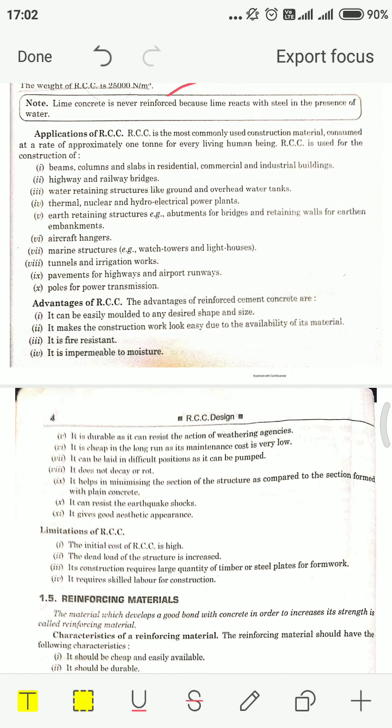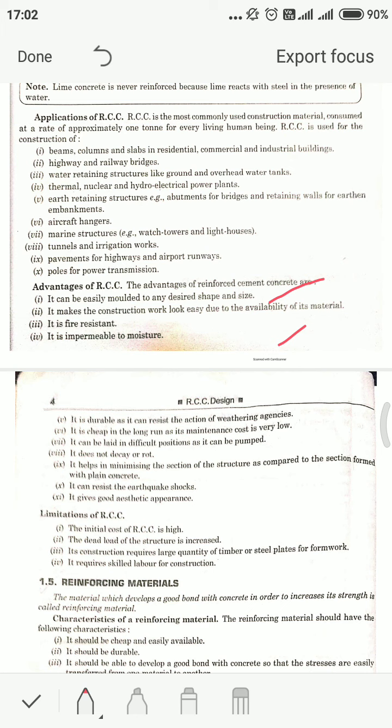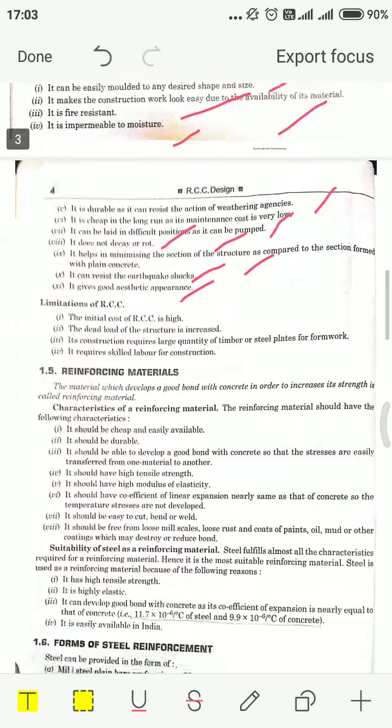Advantages of the RCC. The advantages of the RCC are: it can be easily molded to any desired shape. It makes construction look very easy due to availability of the material. It is fire resistant. It is impermeable to moisture. It is durable as it can resist any action of weathering agencies. It is cheap in the long run. It can be laid in difficult positions. It does not decay. It helps in minimizing the section of the structures as compared to the section formed with plain concrete. It can resist earthquakes and shock. It gives good aesthetic appearance, but there are some limitations also.